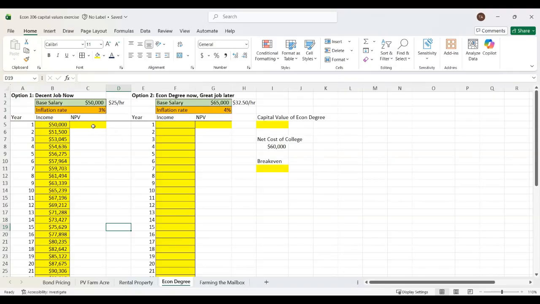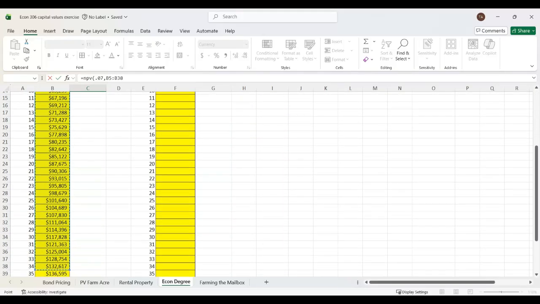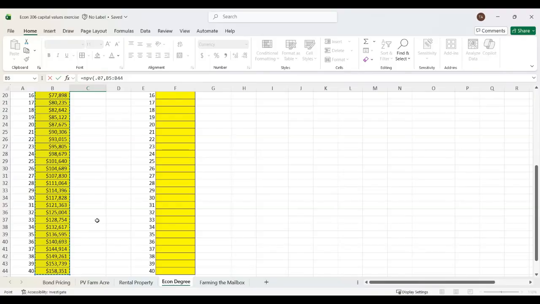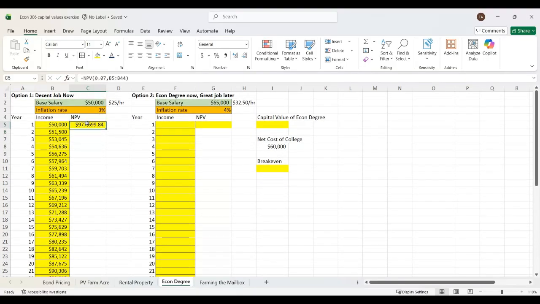Okay, now, what is the net present value? NPV. This is kind of like the IRR calculation, although you do need a rate here. I'm going to use 7%. That's my long-term rate of return baseline. And then the series of incomes. Now, there's no outlay if you go get a job right now. So that gives us a net present value of 977,000, pretty close to $1 million.